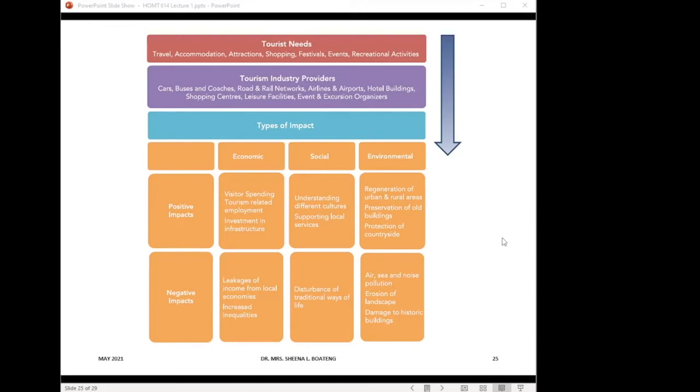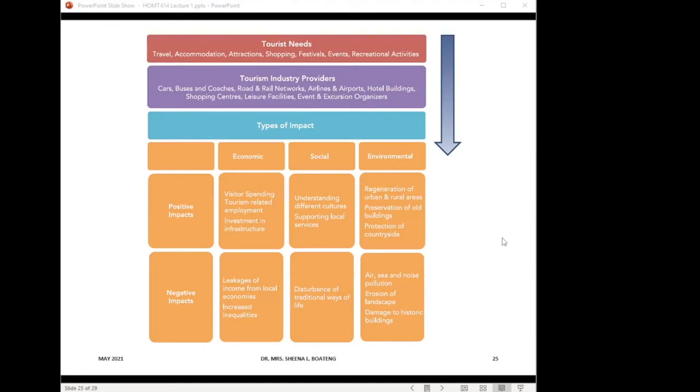The system includes needs that tourists will expect to have satisfied, including travel, accommodation, attractions, shopping, festivals, events, and various other recreational activities. To satisfy these needs, they need to patronize certain industry providers, including transportation services like cars, buses, and coaches, roads, railways, airlines. To gain access into a country, you need to go through the airport, right? And for accommodation, you need to live in hotel buildings, be it budget hotels or 4-star, 5-star hotels.